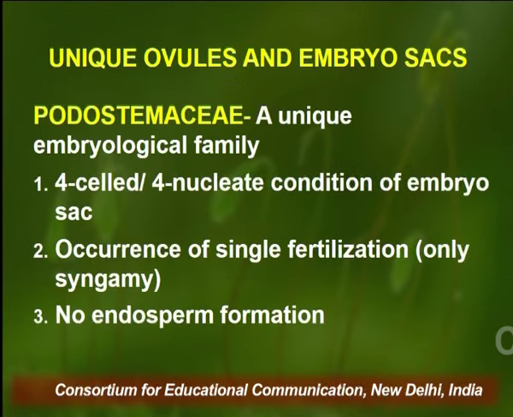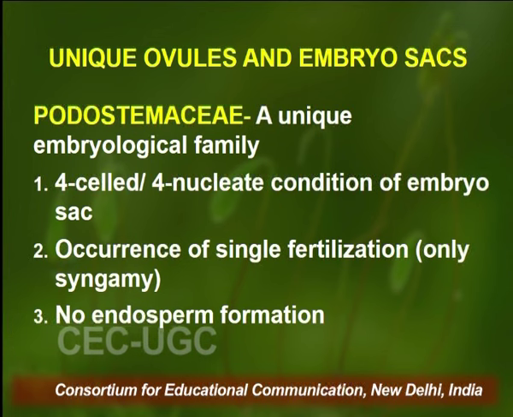Then there are some unique ovules and certain families which have unique embryological features. Podostemaceae is one such family of angiosperms which is a very unique embryological family. Why? Because there are certain features. Now, it is very important that you understand these features which make Podostemaceae a unique embryological family. The foremost thing is that it has a 4-celled, 4-nucleate condition of embryo sac.